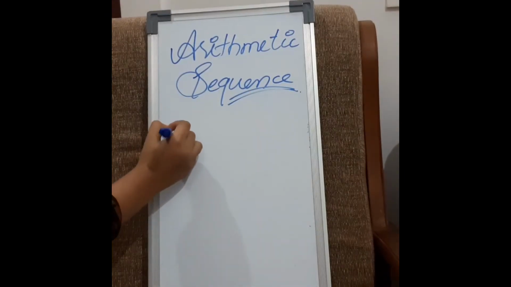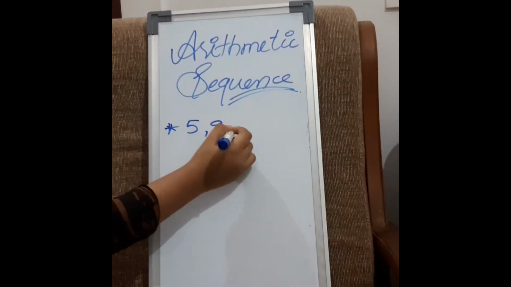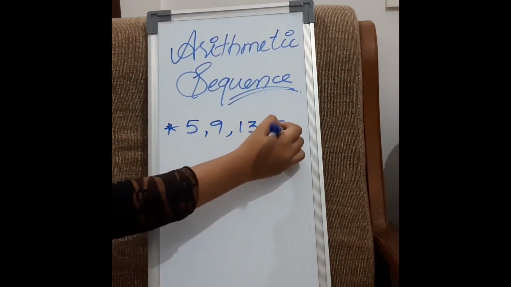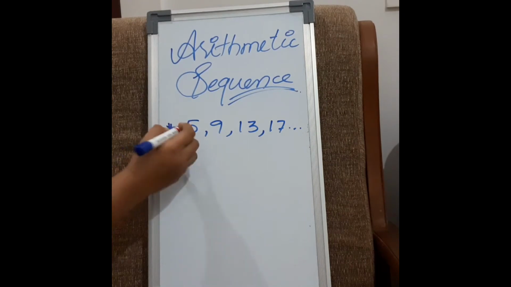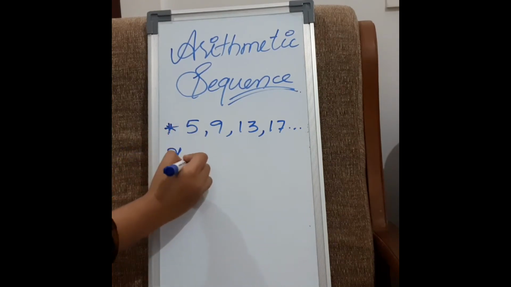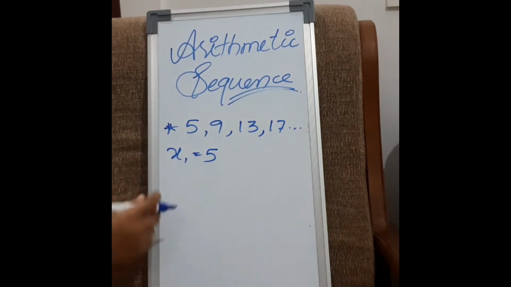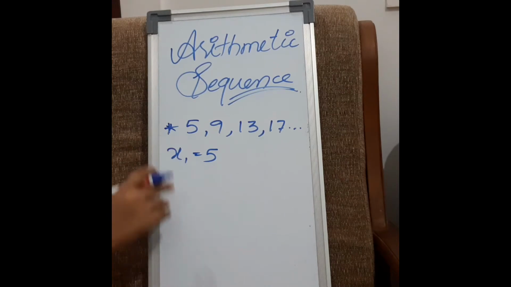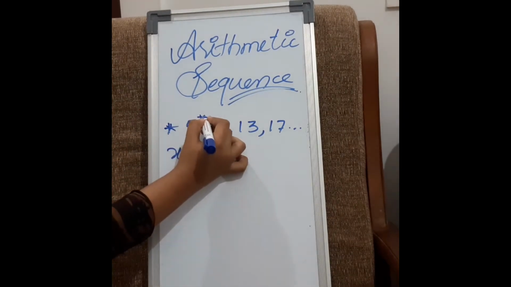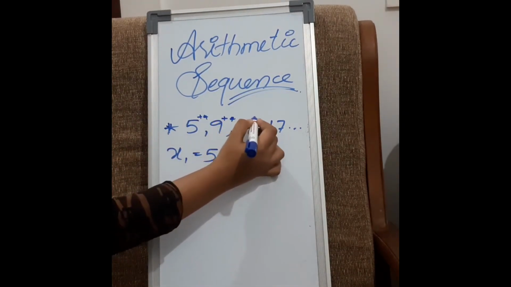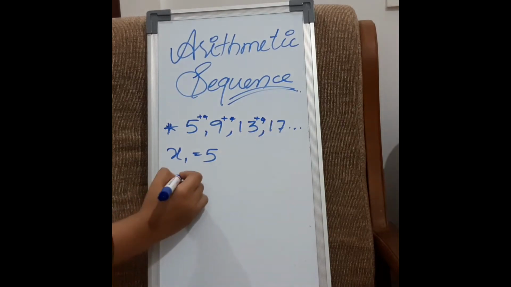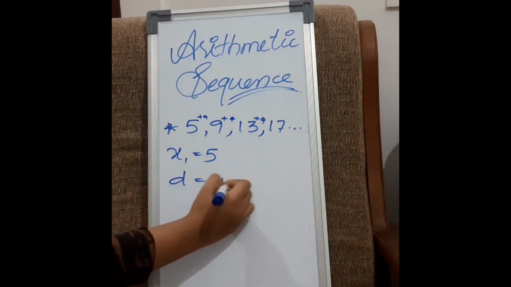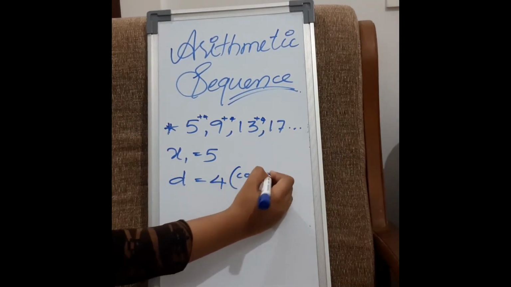Take an arithmetic sequence 5, 9, 13, 17 and so on. Here the first term is x1, that is 5. x1 denotes the first term. And what is the fixed number? The fixed number is 4. We add 4 to every term to get the next term. This fixed number is known as the common difference, denoted as d.